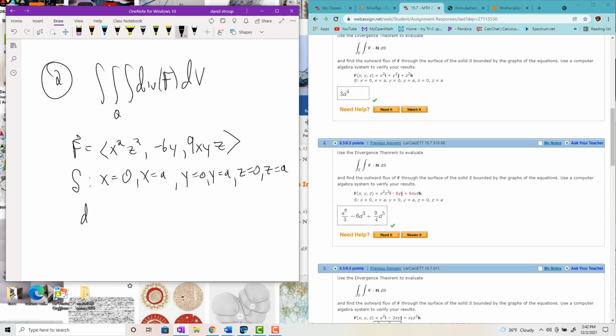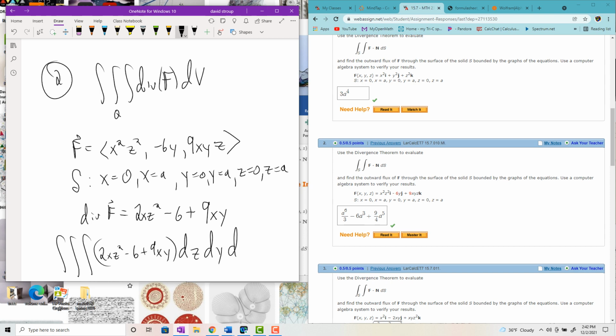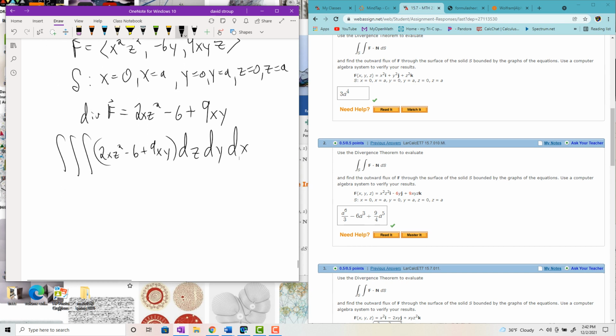So the divergence, then you need that, and it's not a vector, it's going to be a function. So it's the derivative with respect to x, so you get 2x z squared, plus the derivative of the second component with respect to y, so that'd be minus 6, plus the derivative of the third component with respect to z, so that'd be 9xy. And then we want the triple integral of that divergence on this cube. So I'm going from 0 to a in each case. All right, so we won't bother writing that out.